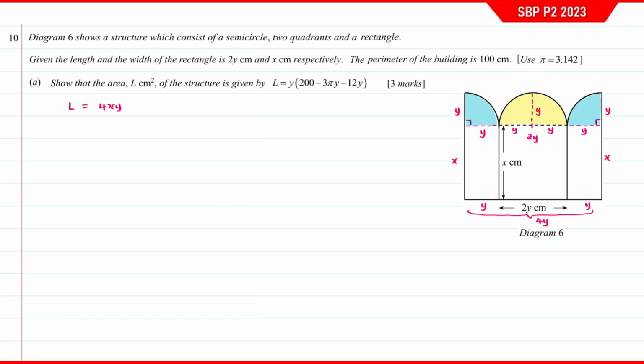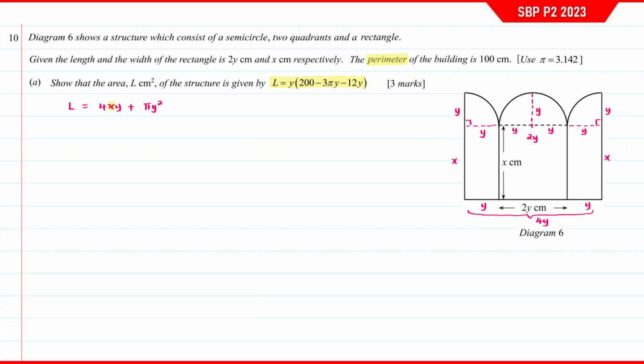And if we combine these two semicircles, then it's going to form a circle. So area of the circle is pi r squared. So here as the radius is y, then the area will be pi y squared. So if we compare the area that we found with the one given in question A, we need to substitute the x here with a term in y so that we can get the equation here.